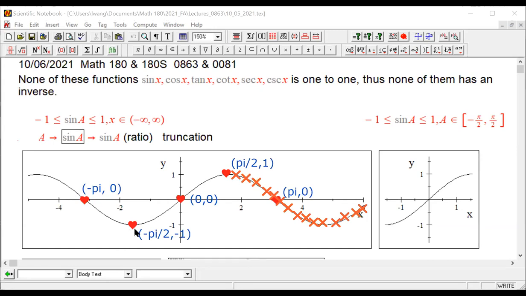And the other direction, the truncation takes place. We're going to truncate all of these. So all of these will not be the consideration of the new function. So this function, even though it is called sine, it is a new function. And what's the consequence of this truncation?